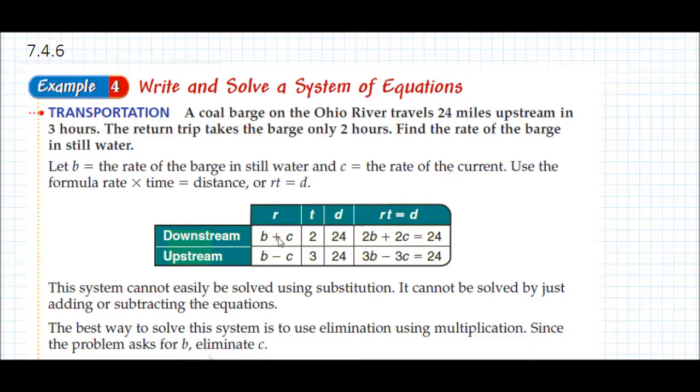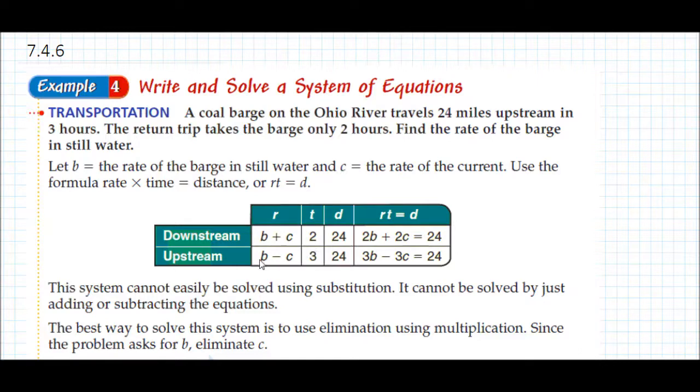Okay, alright, so going downstream, he's going with the current, so he's got a basic rate and a current, so B plus C is the rate. It takes him 2 hours. The distance is 24 miles. So we just multiply rate times time to get distance, so we get 2B plus 2C equals 24.